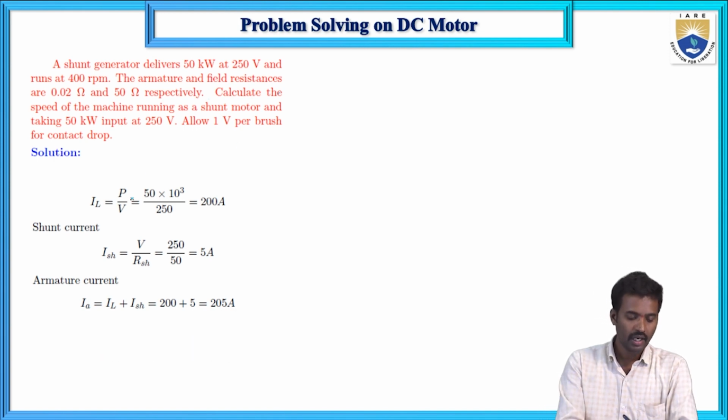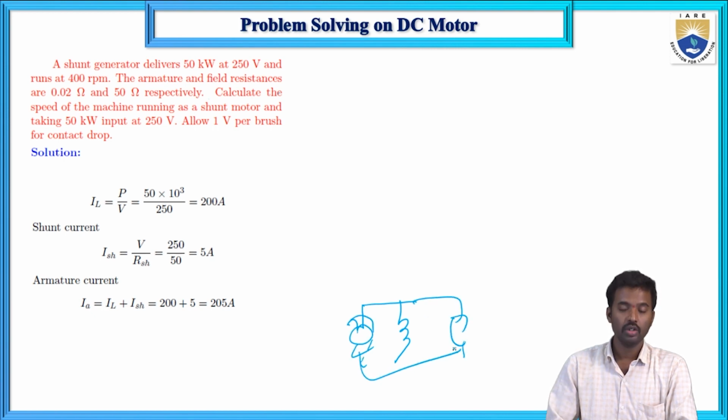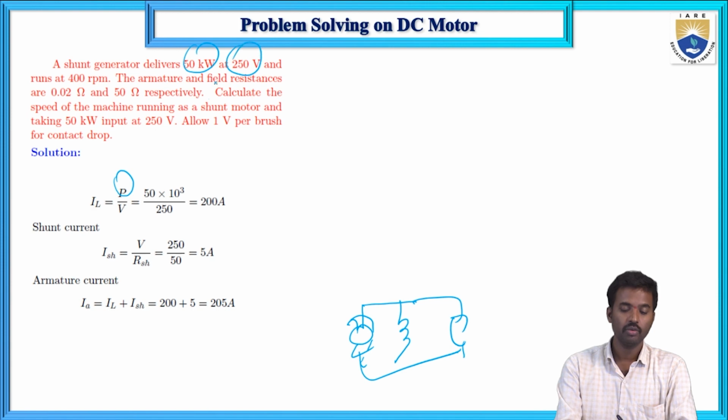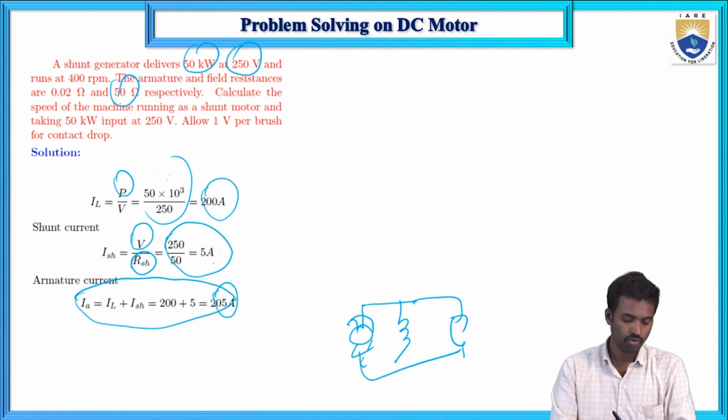So now here IL equals, in this circuit, this is the shunt field winding, this is the armature, and this is the load. So now here this IL equals total power divided by voltage, and next ISH equals V by RSH, this voltage divided by this 50. In this case, this value is 5 amperes and this value is 200 amperes. Now IA equals IL plus ISH, that equals 200 plus 5 equals 205 amperes.